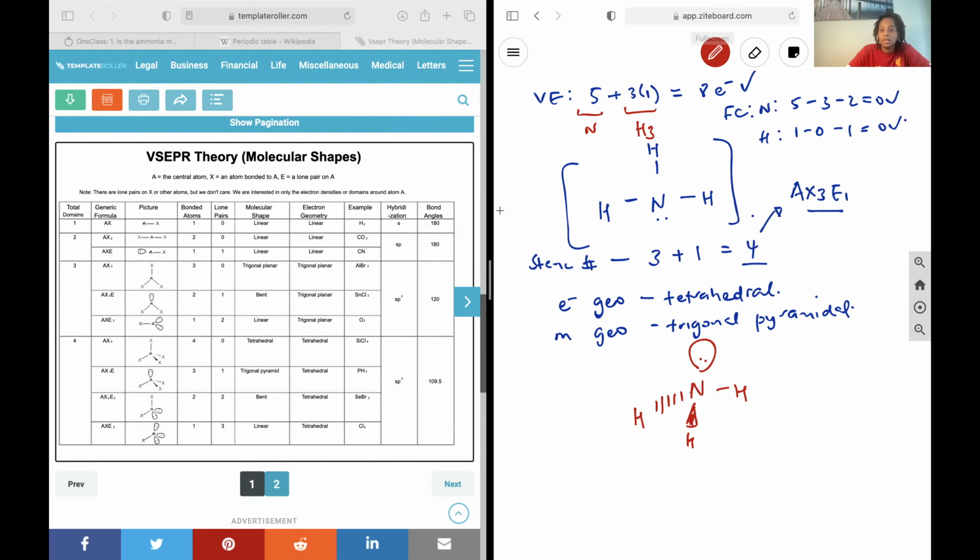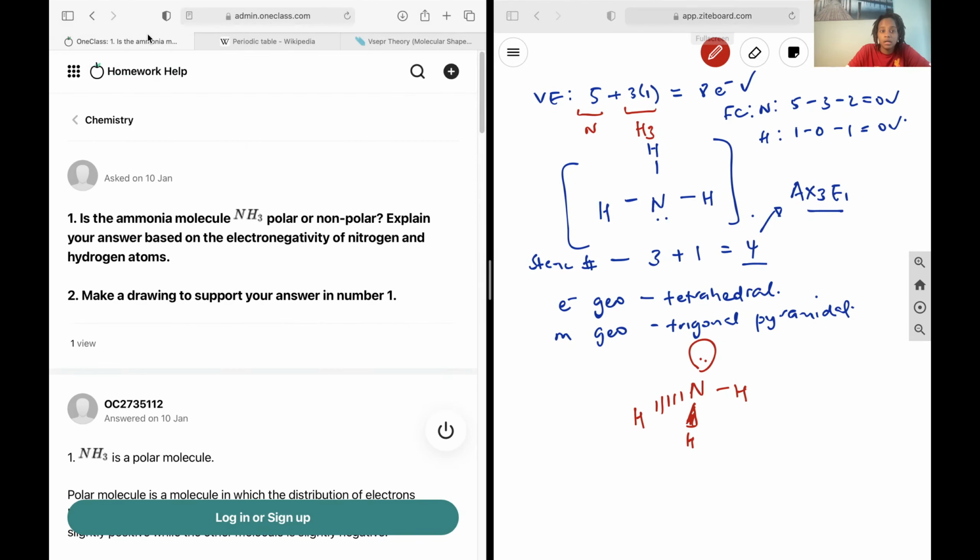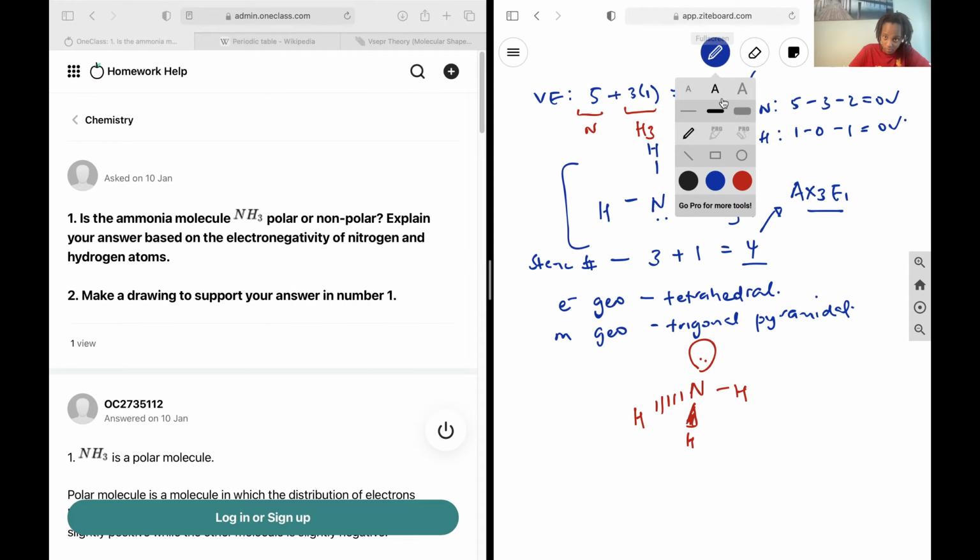Okay, and so now we can figure out the polarity by drawing out our dipoles and then seeing if they all symmetrically cancel out in order to give us a net dipole moment of 0. That would mean that it's nonpolar. And so the more electronegative one between nitrogen and hydrogen is going to be nitrogen. So just point all of those dipoles that way.